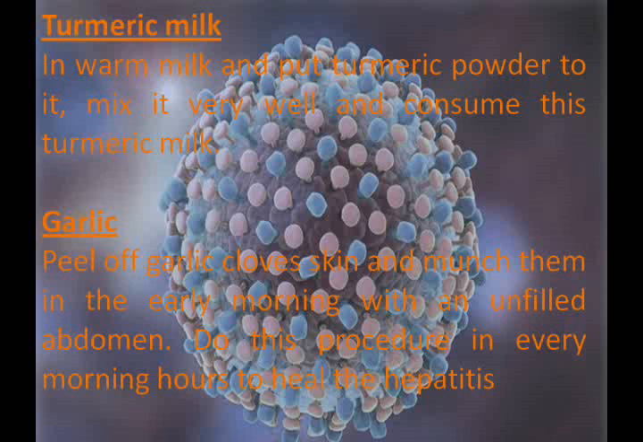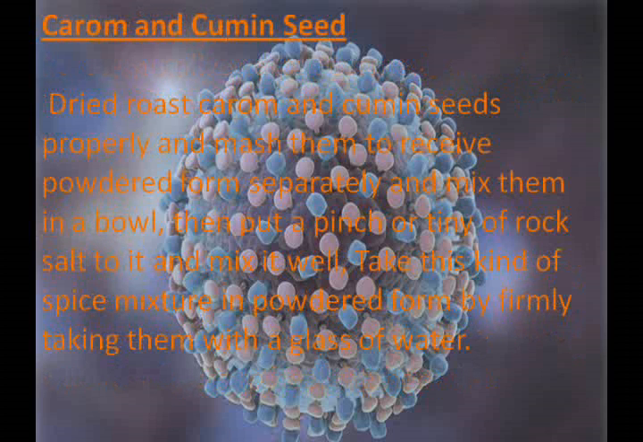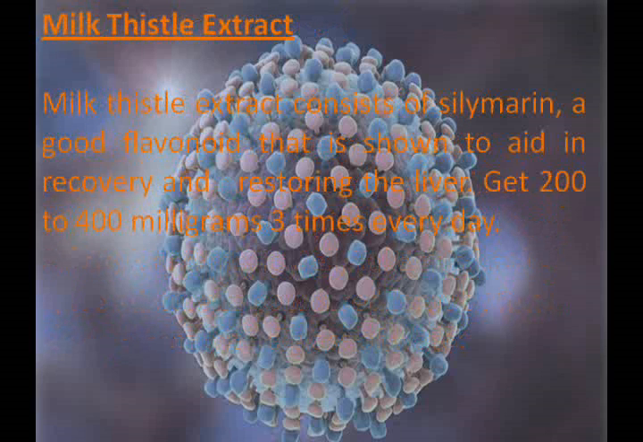Garlic. Peel off the garlic skin and munch the cloves in the early morning on an empty stomach. Do this every morning to help heal hepatitis. Carom and cumin seed. Dry roast carom and cumin seeds properly and mash them into powdered form separately and mix them in a bowl. Then put a pinch of rock salt in it and mix it well. Take this spice mixture in powdered form with a glass of water.